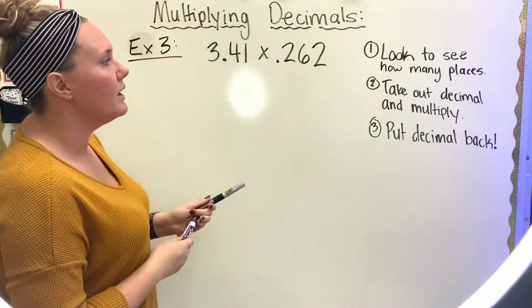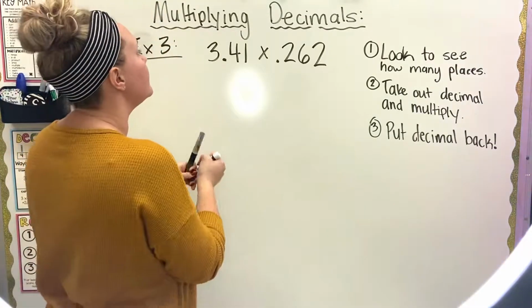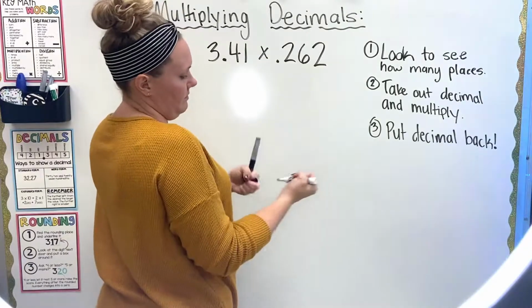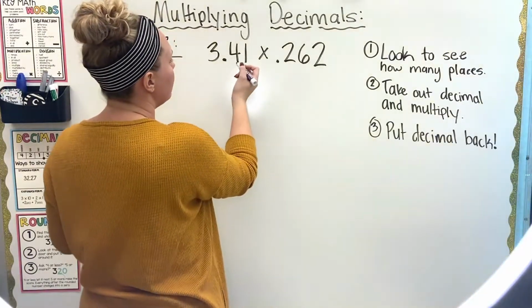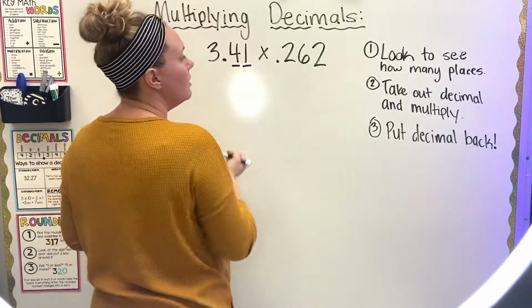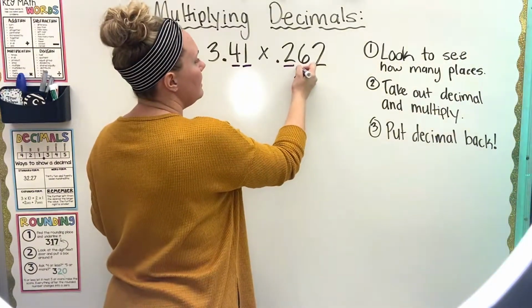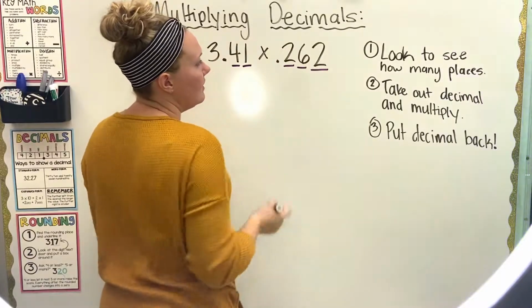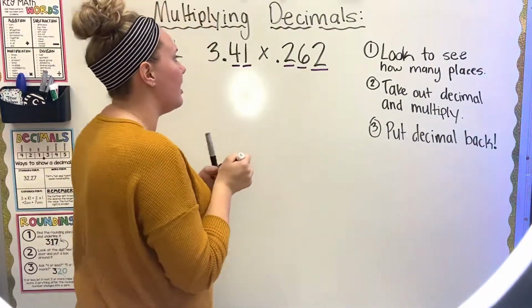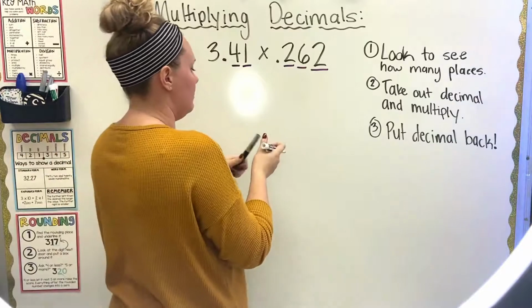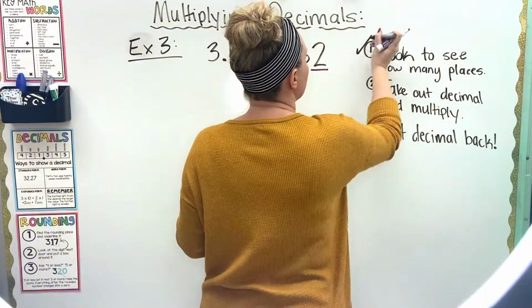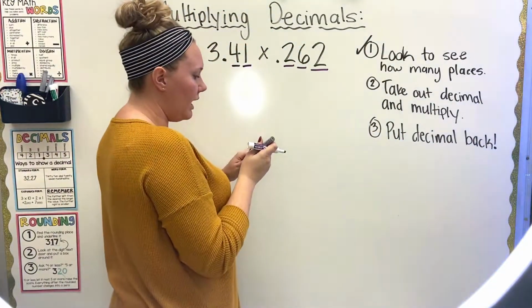So first step, look to see how many decimal places. So I'm going to use my other color. Well, here's my decimal. I'm going to look behind. Here's 1 decimal place, 2 decimal places. Here's my decimal. I'm looking behind. 3 decimal places, 4 decimal places, 5 decimal places this time. Okay, so now, first step, complete.